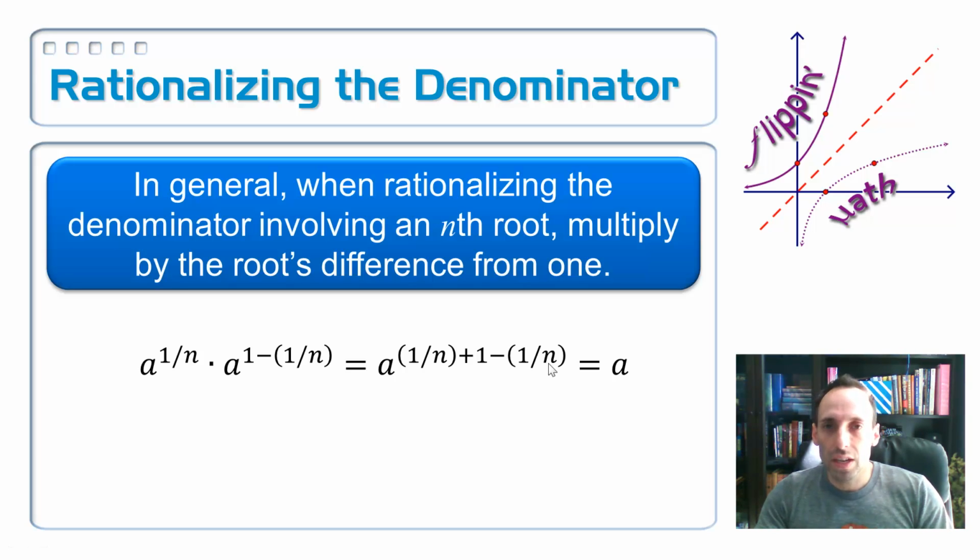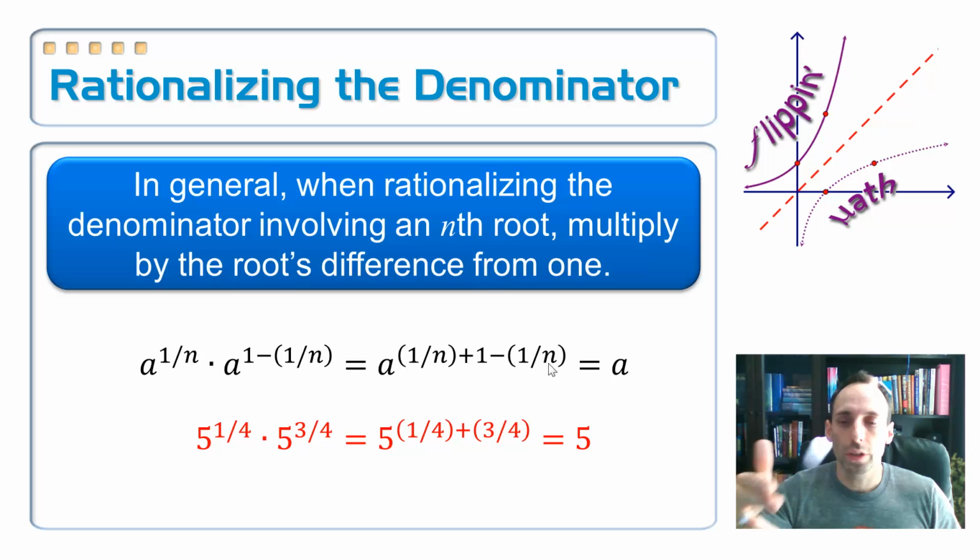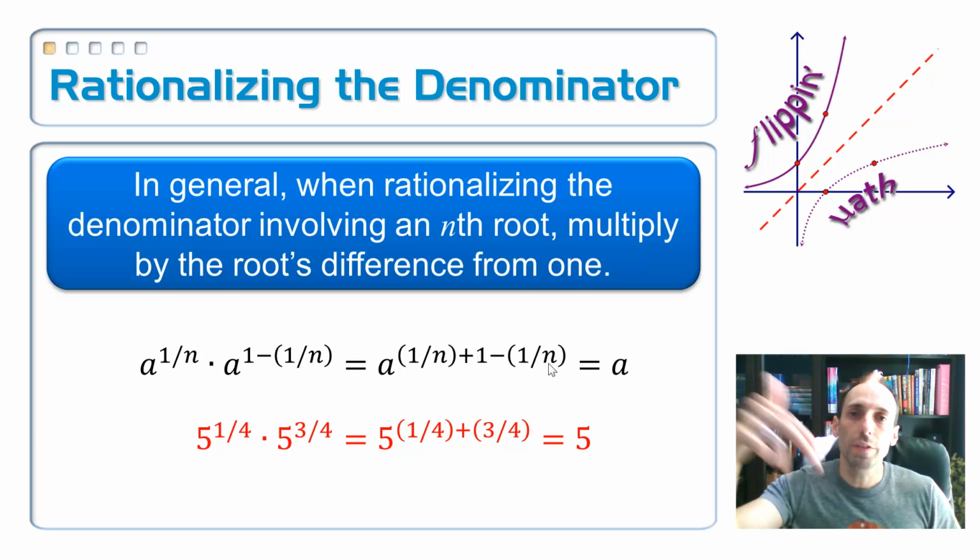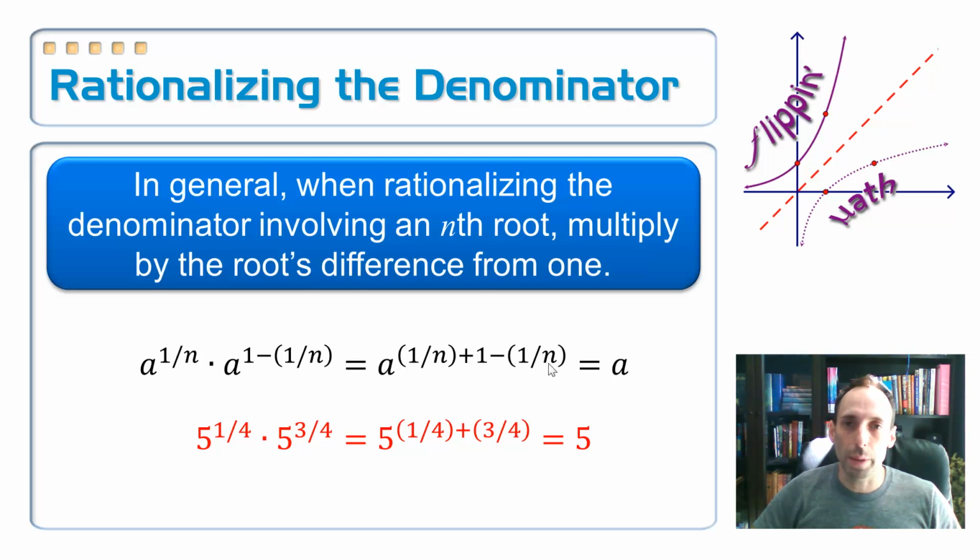So again, what this is saying in general, whenever you want to rationalize the denominator, you take the exponent, whatever it is, subtract that number from 1, and that's what you're going to have to multiply the top and the bottom by. So look at this one as an example. 5 to the 1/4, so the 4th root of 5. In other words, you'd multiply that by 5 to the 3/4. Those exponents would add up to 1, and then you just get your 5 back.